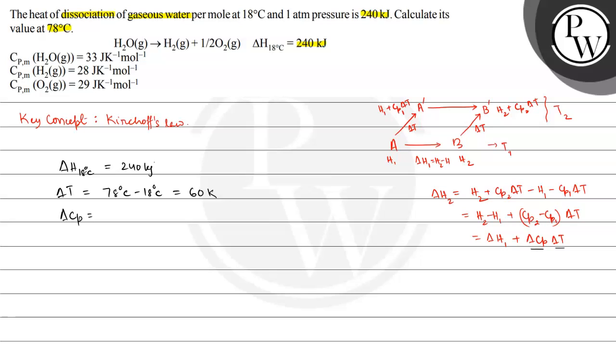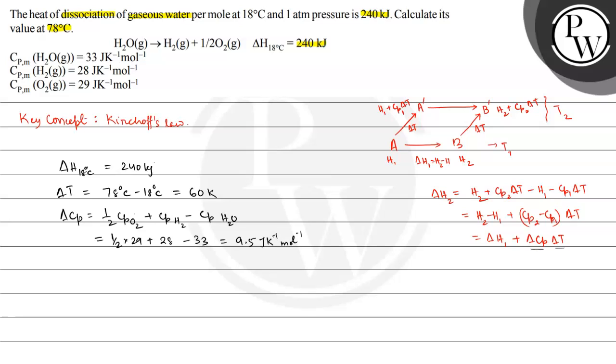delta Cp is equal to half into Cp of O2, because product में O2 half moles present है, so half of Cp of O2 plus Cp of H2 minus reactant में H2O gas present है, so Cp of H2O, and this is equal to half multiplied by 29 plus H2 28 minus H2O 33, and this is equal to 9.5 joule Kelvin inverse mole inverse.